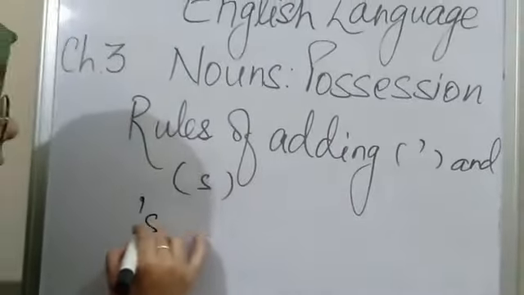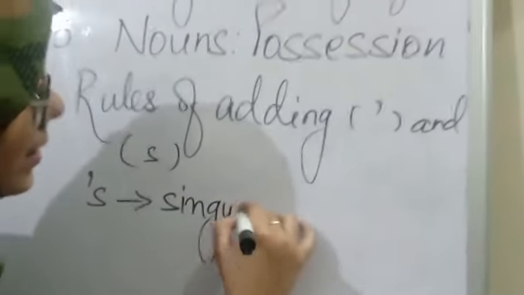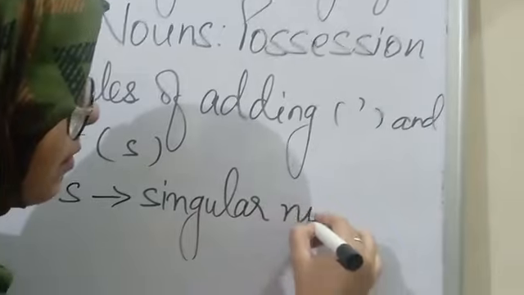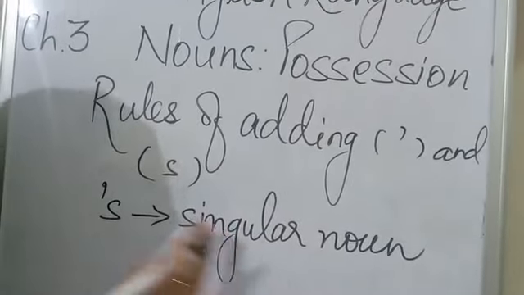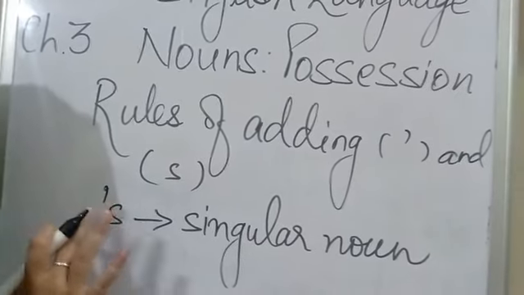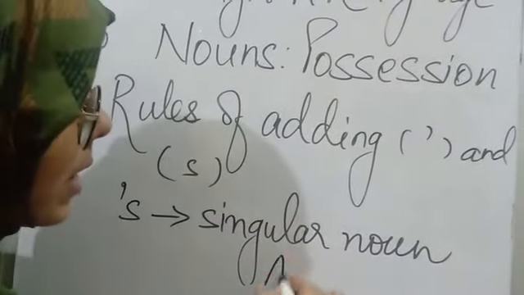We add apostrophe S to show possession in a singular noun, singular form. जिस भी नाउन का सिंगुलर फॉर्म होता है उसमें हम सिंपली क्या करते हैं, बिना कुछ करे वी एड apostrophe and S. For example, आस्था.